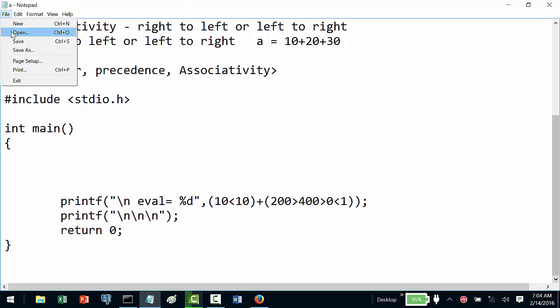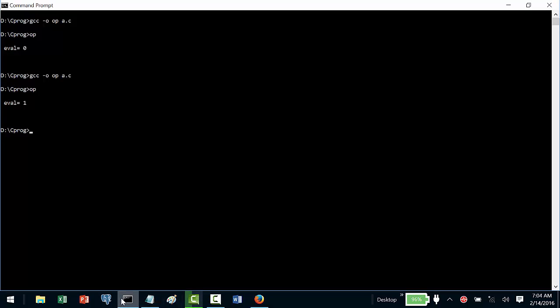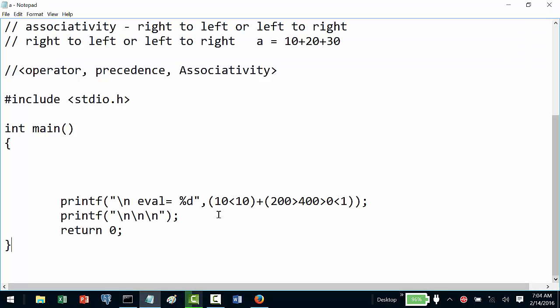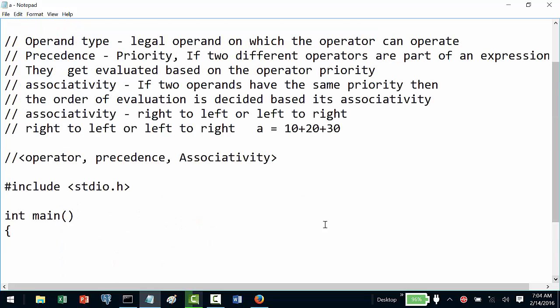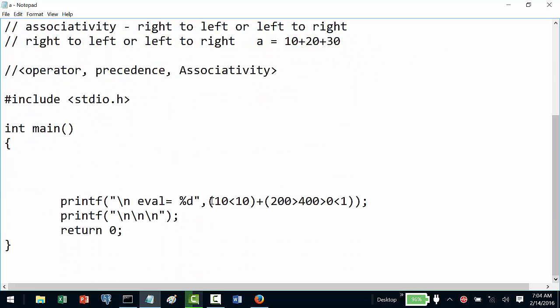So if I now save this and try and execute this code, the answer is 1. That is because 10 less than 10 evaluated to 0. 200 greater than 400 resulted in 0. 0 greater than 0 resulted in 0. 0 less than 1 resulted in 1. Isn't it? So it sounds peculiar, but this is the way the relational expressions get evaluated. So we need to be careful when we are using relational expressions.